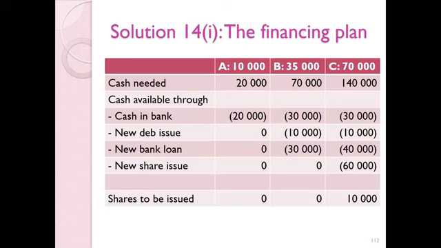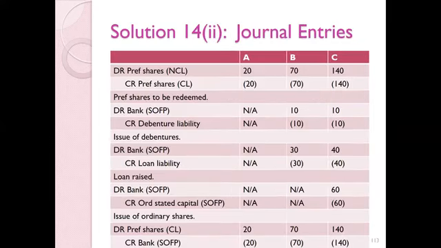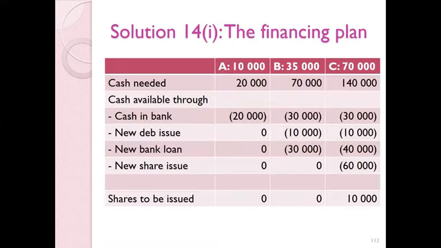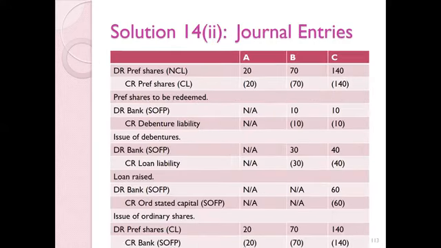So the new debenture issue, what will that look like in the form of a journal entry? Debit bank, we are getting money, 10,000 Rand, credit our debenture liability, 10,000 Rand. So our bank had 30,000 that we were going to use for the redemption. Now we've bumped up our bank by an additional 10,000 Rand from the debentures. We then said we're going to get a bank loan. So the bank loan, we're going to debit bank with 30,000. So we've bumped up our bank.